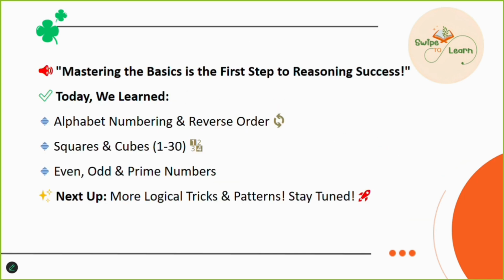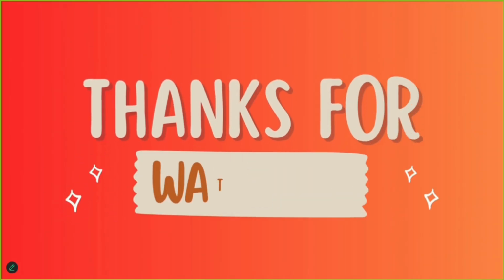Yes, we have mastered the basics in our first step of reasoning. This fundamental foundation is very much essential in learning reasoning. So let's quickly recap what we have learned. We have learned about the alphabets and their reverse order. We have seen the squares and cubes of numbers, even numbers, odd numbers, and prime numbers. So what are we waiting for? Up next, we'll be unlocking more secrets of reasoning with patterns, tricks, and many more. So stay tuned for all those.